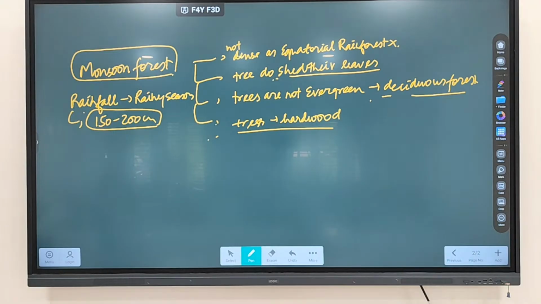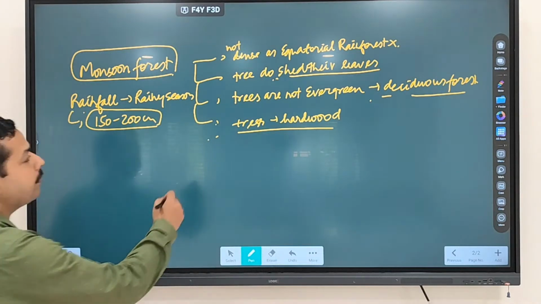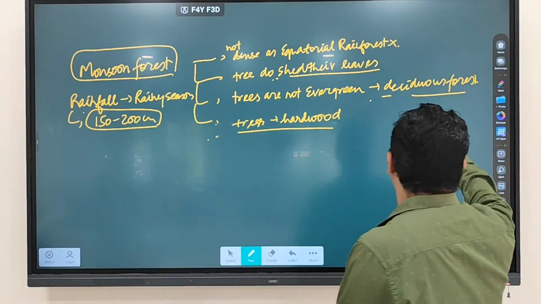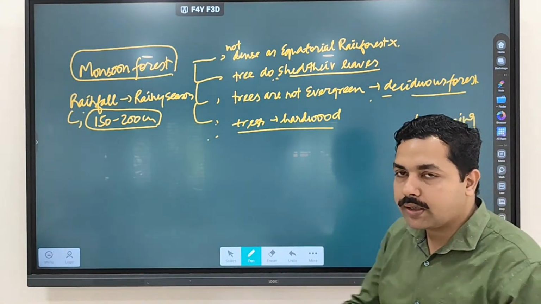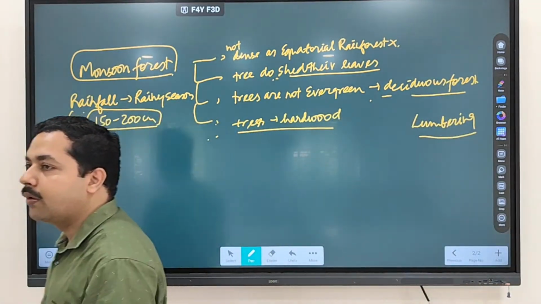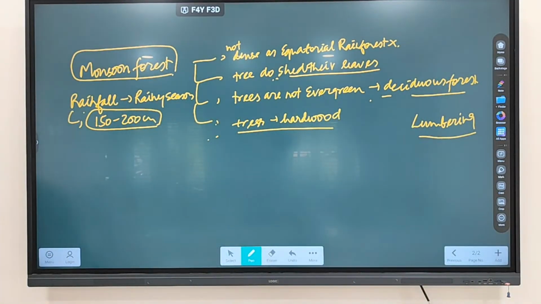So in deciduous forest, trees are hardwood, and when they are hardwood, you can use them for which type of activity? Timber and other activities. So lumbering activity is something that is being done. Forests are also not dense, which means you can create a pathway for transportation also. That's why lumbering activity dominates in this particular region. Clear?